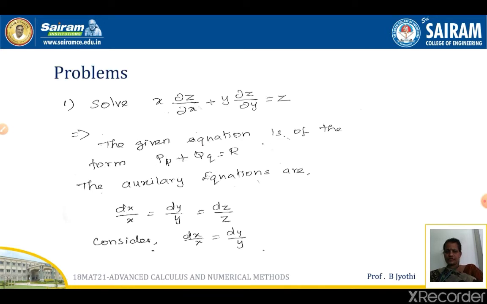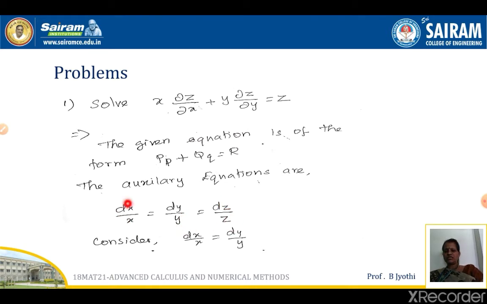Problems. x into dou z by dou x plus y dou z by dou y is equal to z. As I told you, dou z by dou x can be written as small p, and dou z by dou y can be written as small q, which is equal to r. And the auxiliary equations will be given by dx by x, where P is nothing but x here, Q is nothing but y here, and R is z. So we can write dx by x is equal to dy by y equals dz by z.